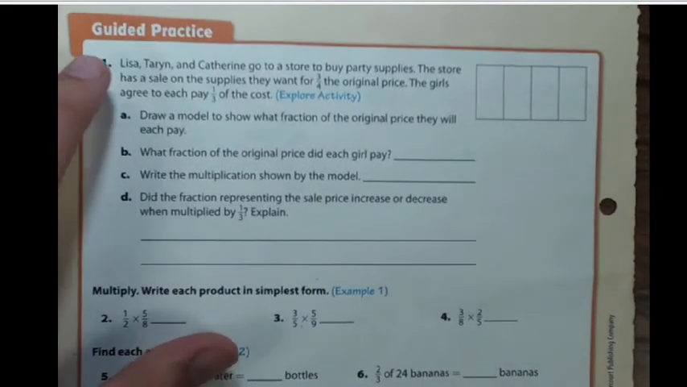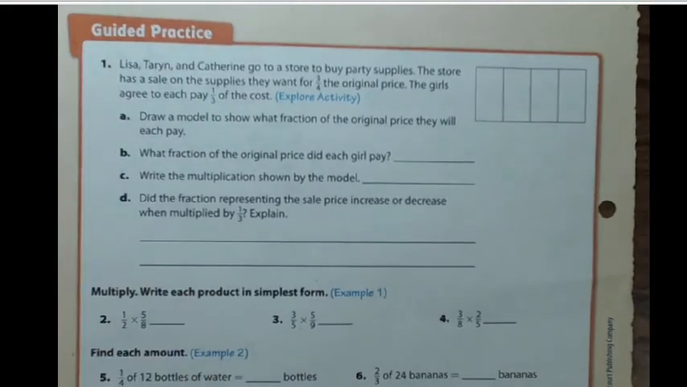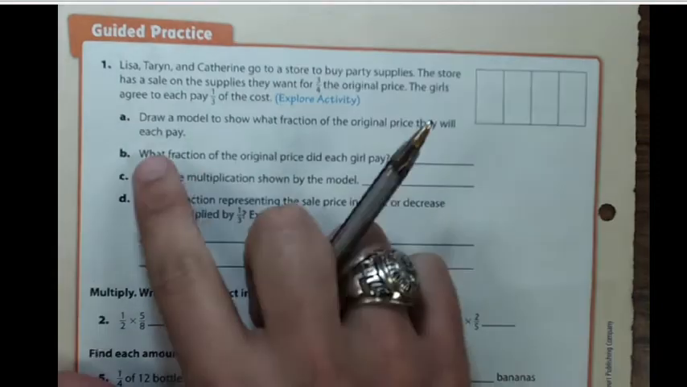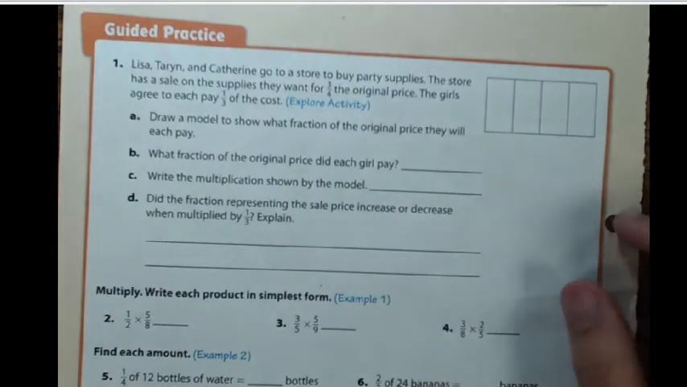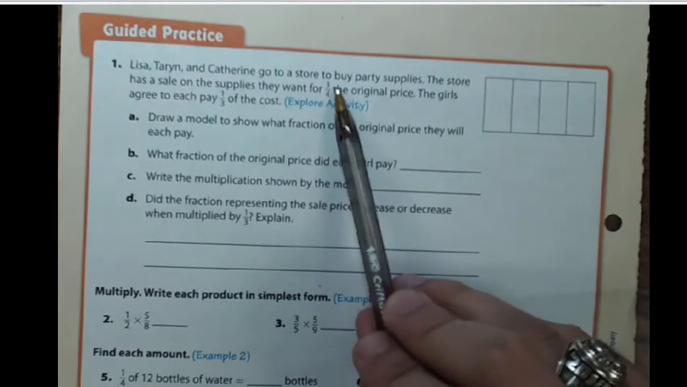Okay, so let's take a look at question number 1 on the guided practice, and it says, Lisa, Taryn, and Catherine go to a store to buy party supplies. The store has a sale on the supplies that they want for 3/4 the original price. The girls agree to each pay 1/3 of the cost. So part A says to draw a model to show what fraction of the original price they will each pay. So they said they want to pay 3/4 the original price.